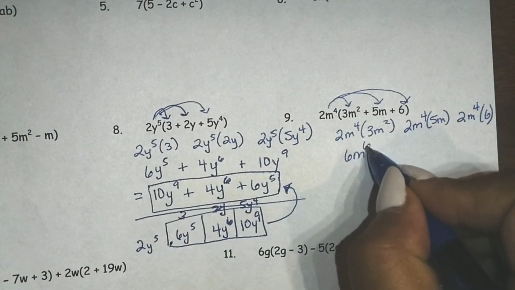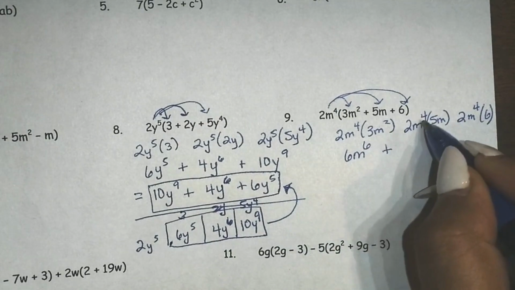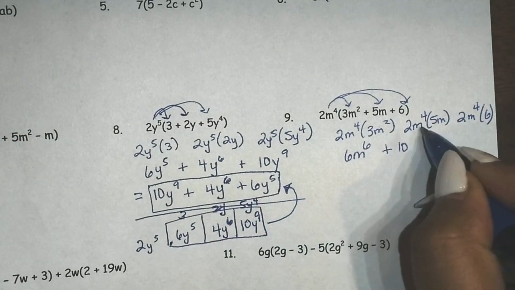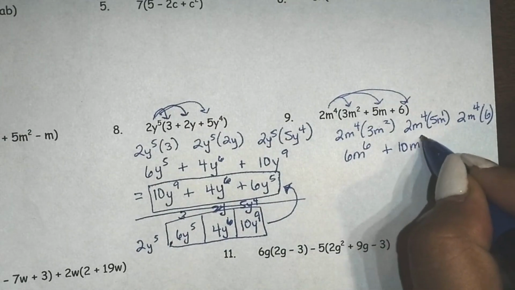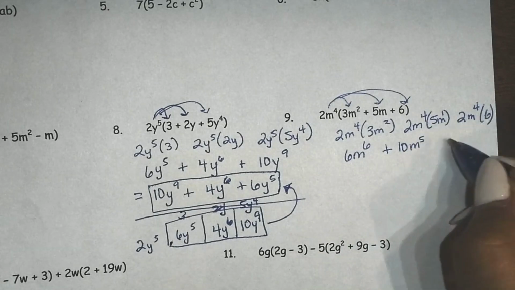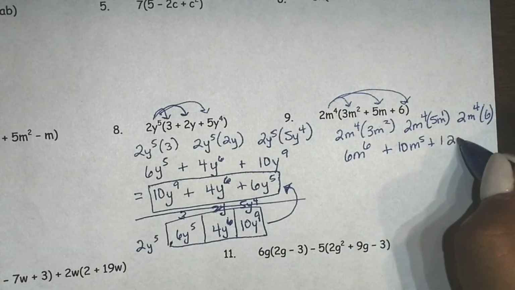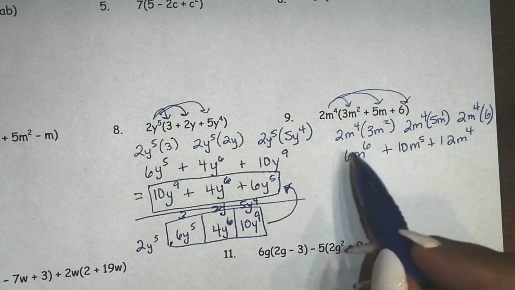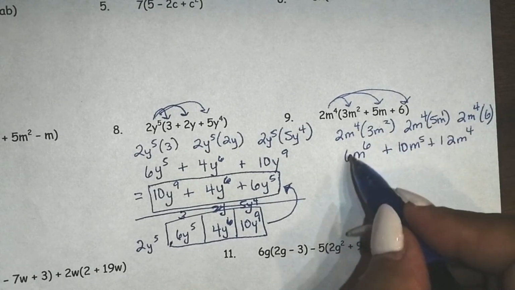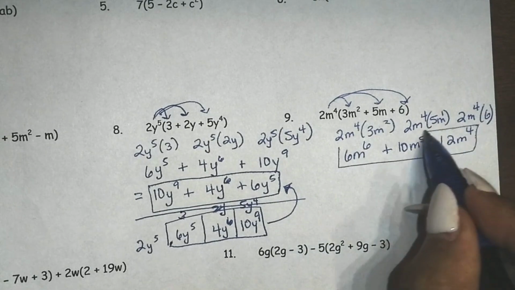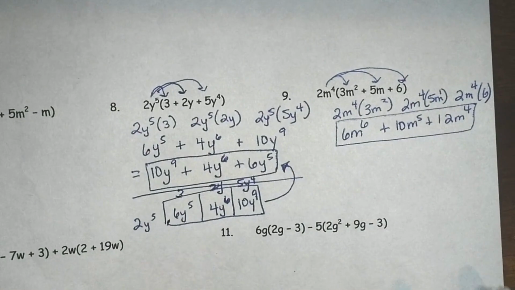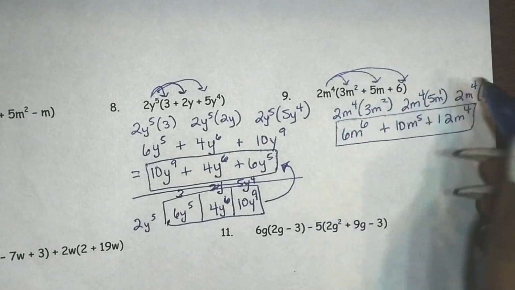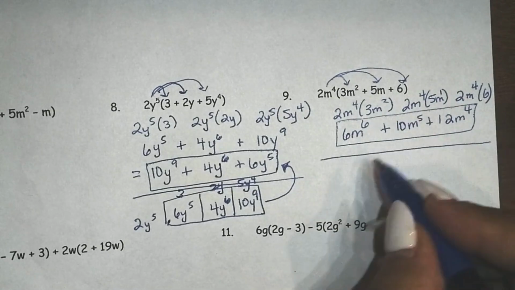Alright, so 2 times 3 is 6. We got m to the 6th, plus 2 times 5 is 10, and m to the 4th times m to the 1 is m to the 5th. And then 2 times 6 is 12, and m to the 4th. 6, 5, 4 in order from highest exponent down to lowest exponent, and you are done distributing.